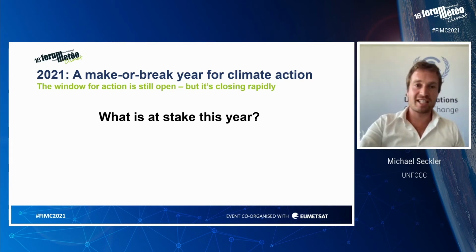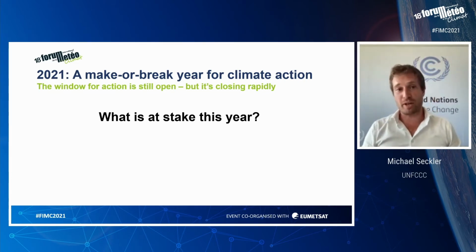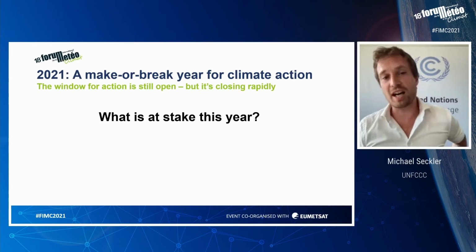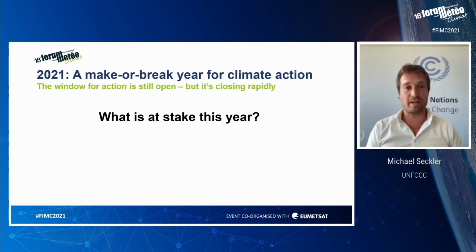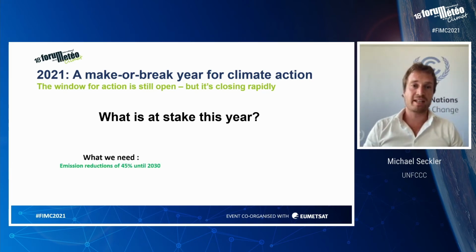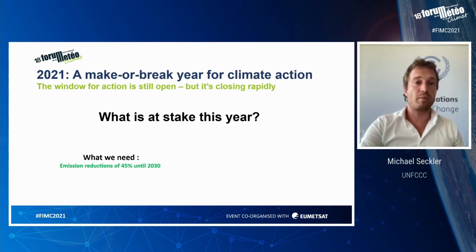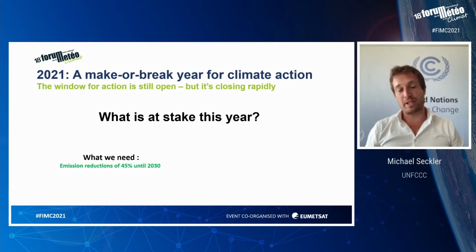So if we look at what we need until 2030 in terms of emission reductions, that's a 45% reduction compared to 2010 levels. That's according to the IPCC. And if we look at what we have so far, that is only emission reductions of 1% committed by countries.